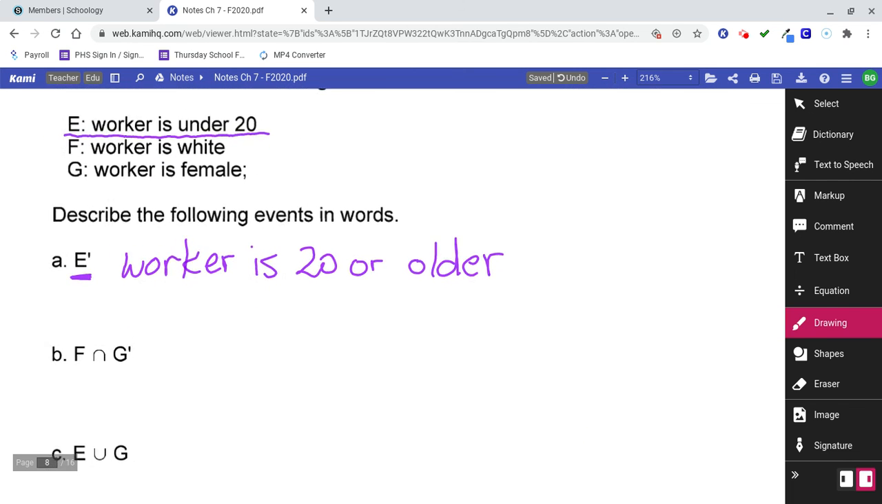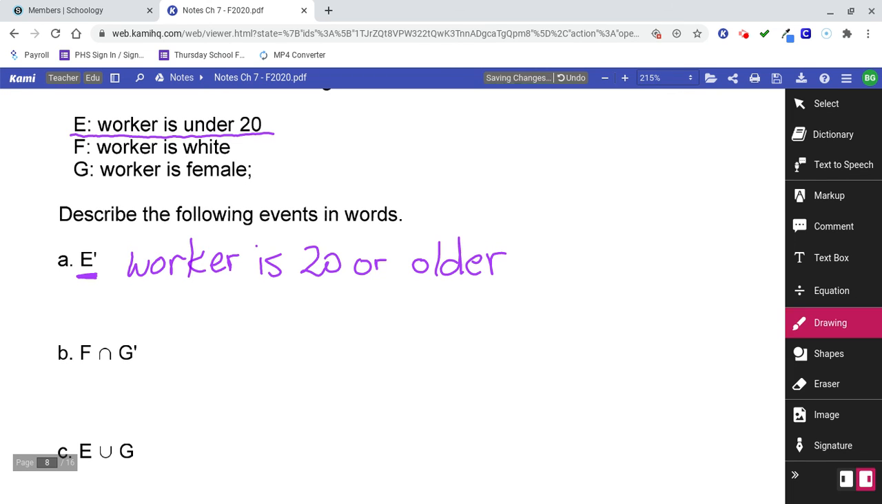Okay, so then that next one, I'd read it as F and not G. F and not G. So you look at the words, the worker is, what's F? Worker is white and not a female, right? So what's an easier way of saying that maybe? Male. Let's say worker is white male. Okay. That's probably the easiest way to say it. You could reword that other ways as well.